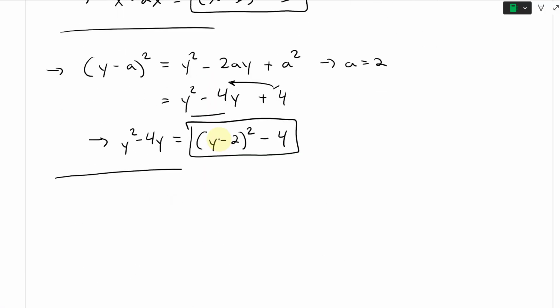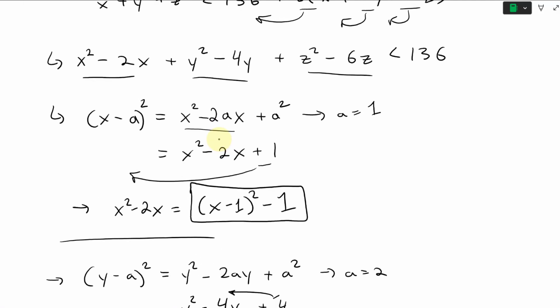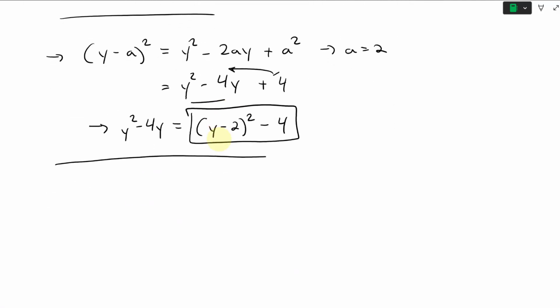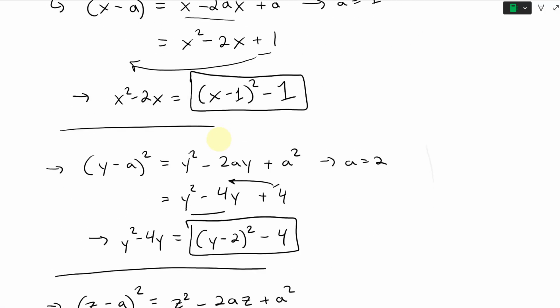Alright, so now the next one is going to be this right here, the z. Again, the exact same thing, z squared minus 6z. So we're going to have (z minus a) squared, that equals z squared minus 2az plus a squared. And then this has to match up, so z squared minus 6z.